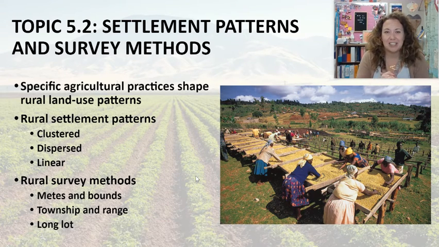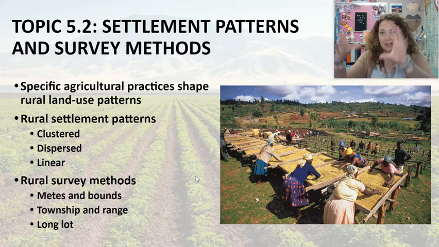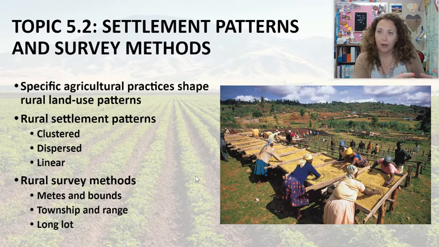5.2, settlement patterns and survey methods. Much like boundaries, where humans have gone in and said, this is now this country, this is my water, the same thing is done on a smaller scale when it comes to dividing up where farming and ranching is going to happen. The big things you're going to hear in this section are settlement patterns, and how they've surveyed this land to ensure whose is whose.